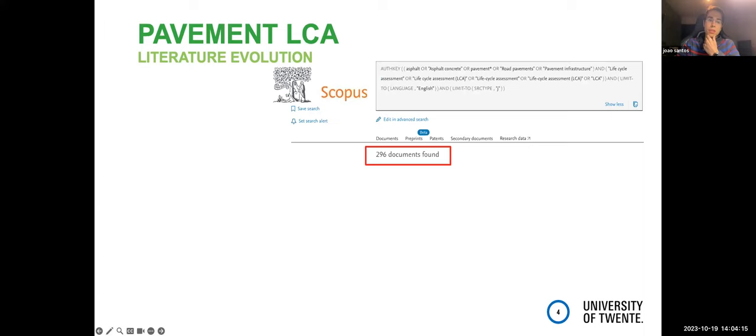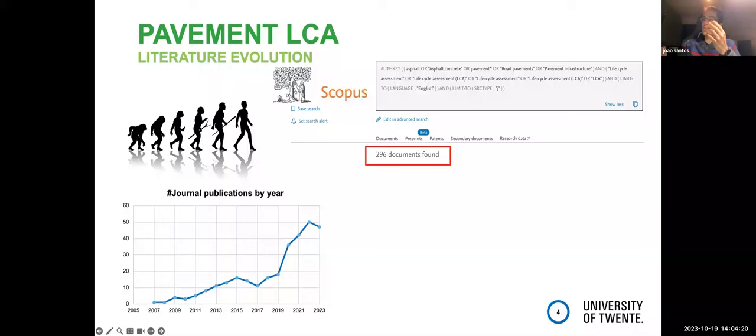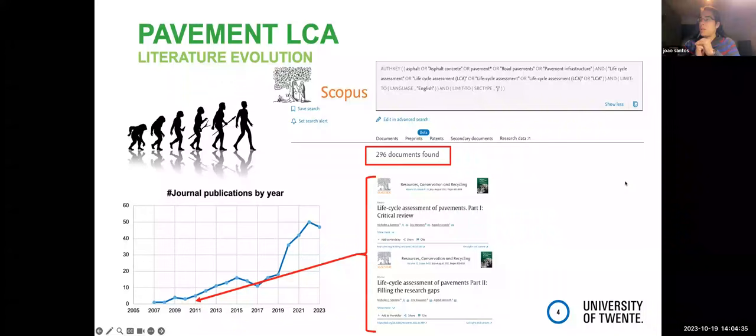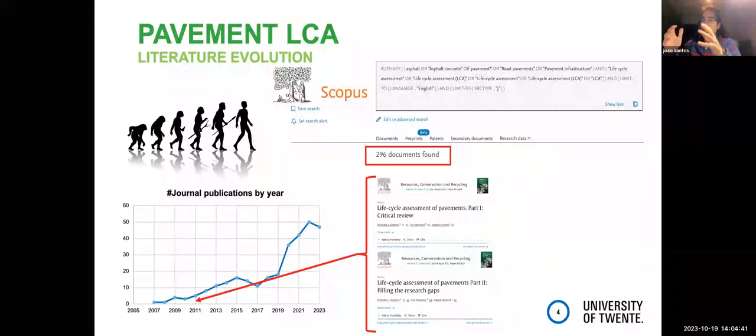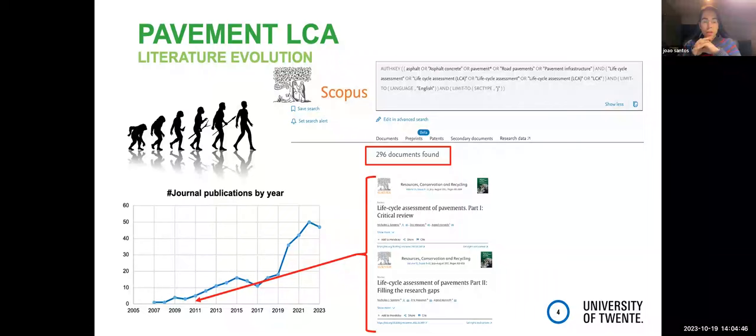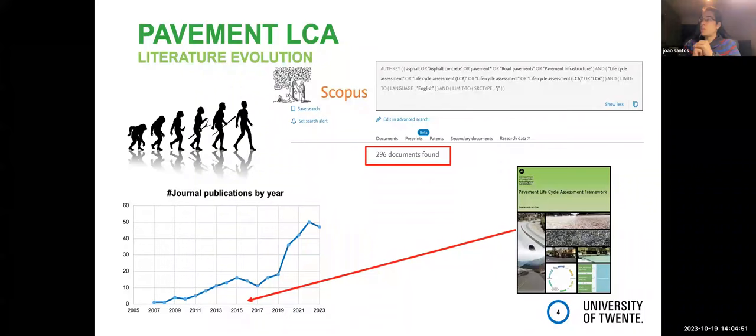So I did a quick search using keywords that are related, and I found almost 300 publications. The first journal publication was in 2007, but it was after those two well-known publications by Santero that we started to see an almost exponential increase in the number of publications. And of course, we also have the pavement LCA framework, which is not a journal paper, but it's the go-to reference for pavement LCA.